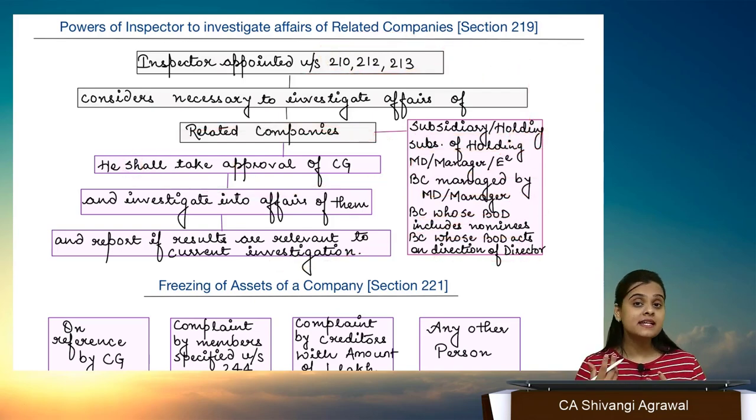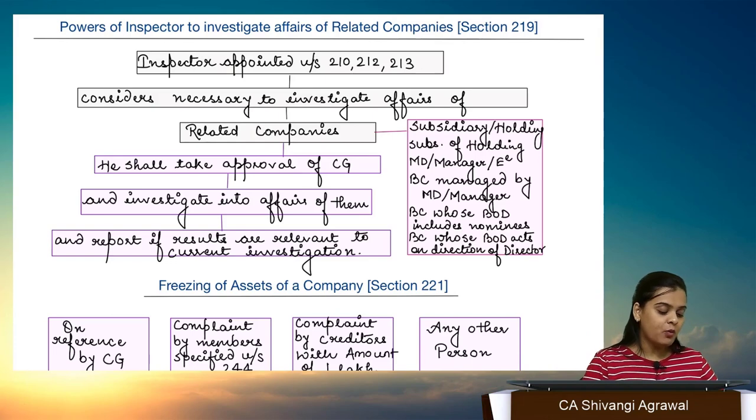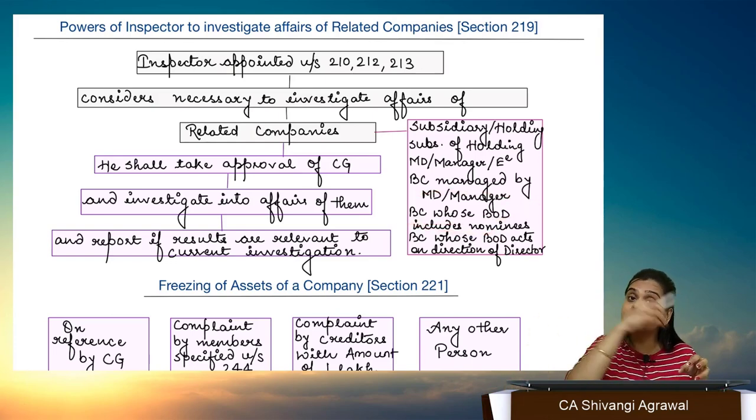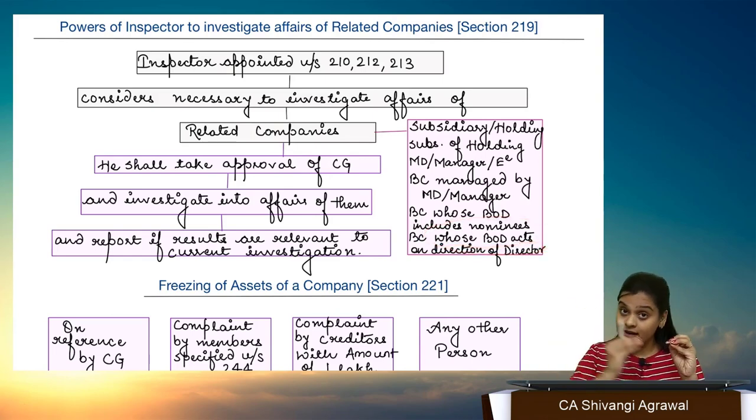Ma'am, what are the related companies? Subsidiary, holding, subsidiary of holding, it could be past also, managing director, manager, employee, any body corporate which is being managed by the managing director or manager. It may so happen that currently you are the manager and it was being managed by them in the past, or currently it is being managed and you are the past manager, so is, was, it could be, right? Any body corporate whose board of directors includes the nominees of these companies, or any body corporate whose board of directors are acting according to the directions given by the directors of this company.